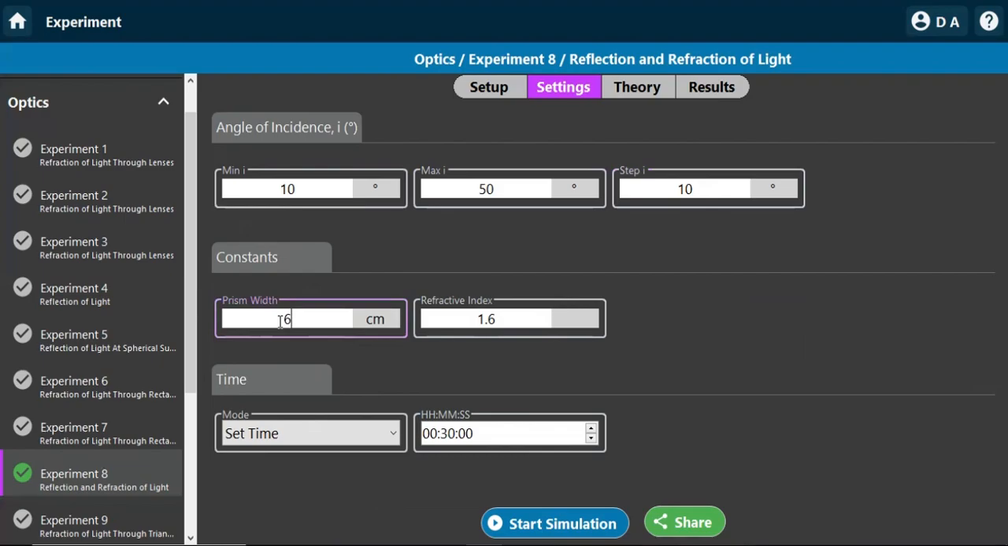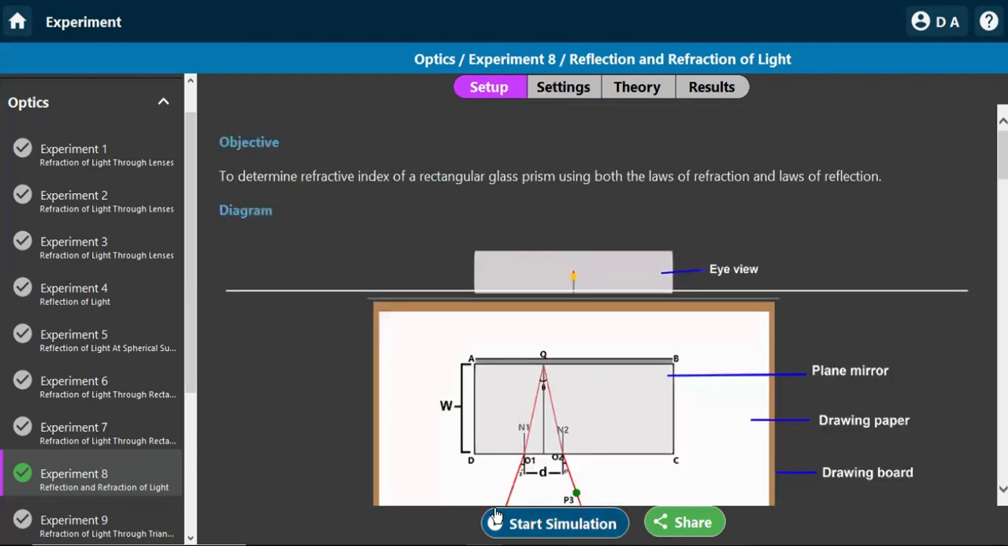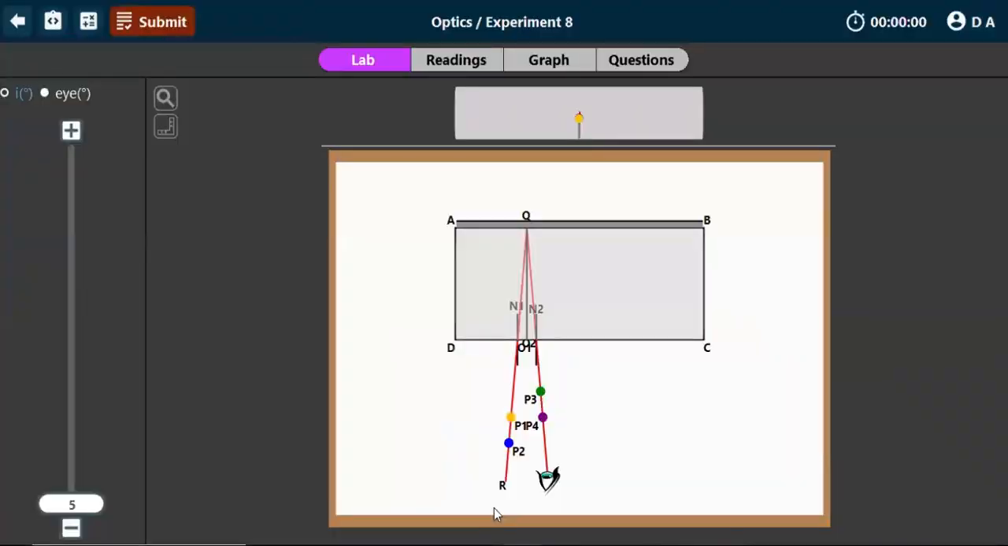Then you also have the choice to change the width of the prism. By default, the width is 5 centimeters. You can also change the refractive index of the glass based on the property of the glass, if it's a Pyrex glass or plate glass or crown glass; these are the known refractive indices. But this is just the software, so the software has to work with some parameters. You can change it to get different results if you wish to. So let's go back to the setup and let's start this simulation. Okay.